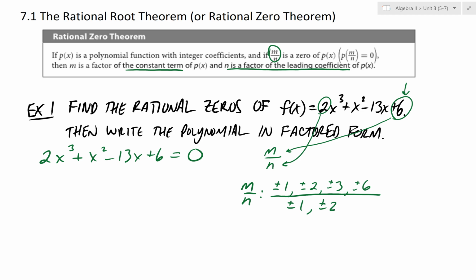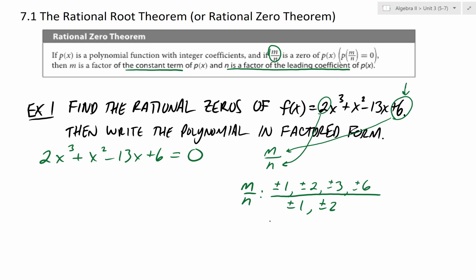So notice that we're only looking at the first number and the last number of the polynomial, if we have it written in order with the highest degree first and the constant at the end. We're only looking at those two numbers. We don't care about the coefficients in between. And so that gives us a list of possible rational roots.